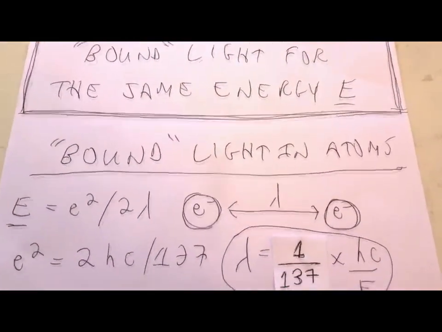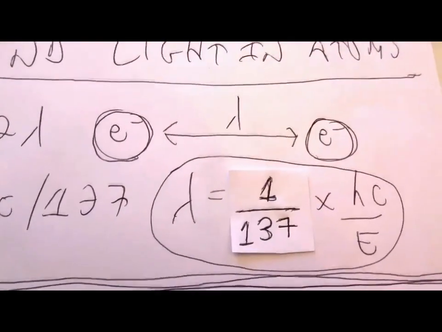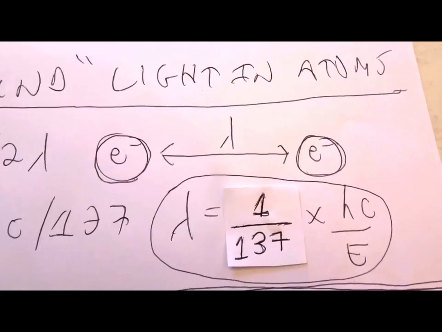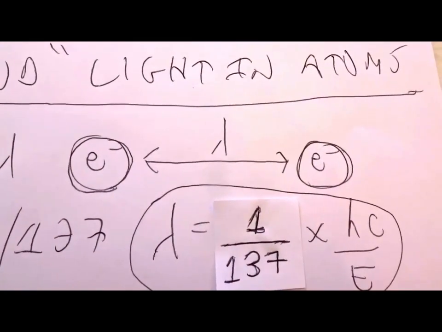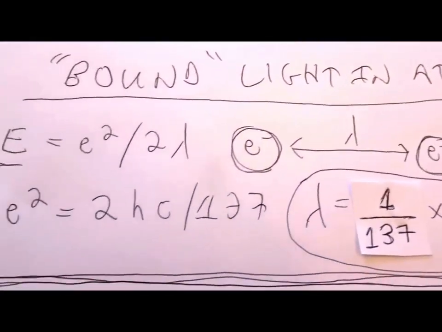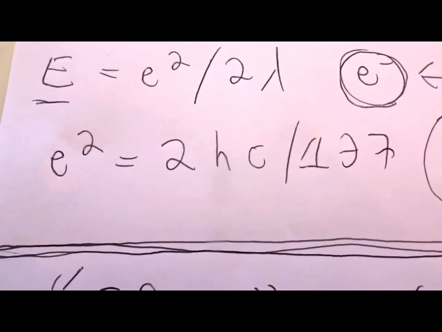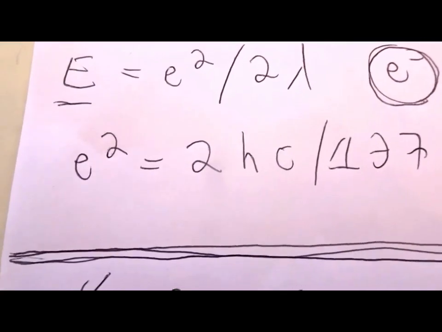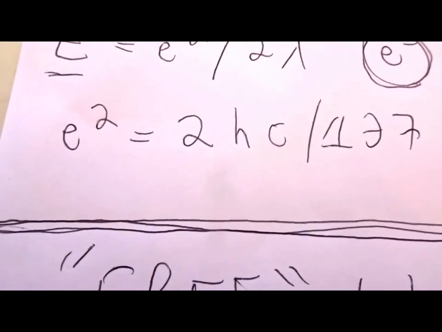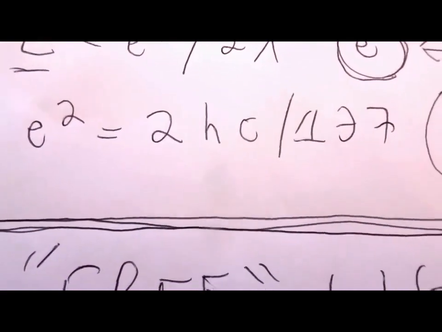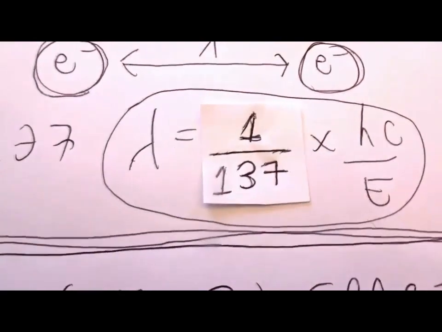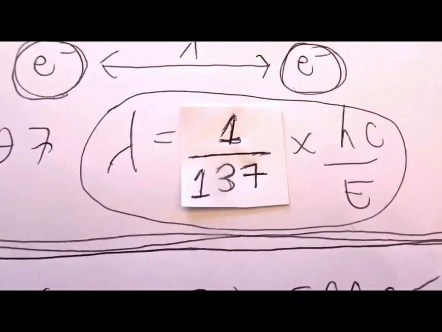For bound light in atoms, you might have two electrons repelling one another, or a proton, P+, and an electron attracting one another over a distance lambda. Then the electrical energy would just be E squared over 2r or 2 lambda. And then using the fine structure constant, we get E squared equals 2 over hc divided by 137. And then that gives you a lambda for the interaction of 1 divided by 137 times hc over E.